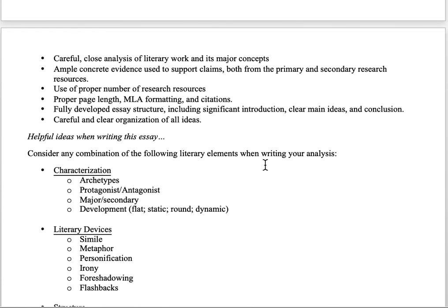You're going to be assessed on making sure you have a good close analysis of the work and its major concepts, lots of solid concrete evidence to support your claims from both the primary and the secondary research source, proper number of research sources, so 1 in this case, proper page length, MLA citations, fully developed essay structure including a significant introduction with clear thesis and main ideas and a conclusion. And then a careful, clear analysis and organization of all ideas.